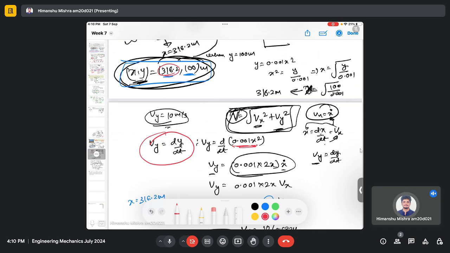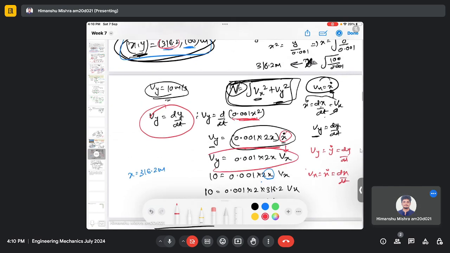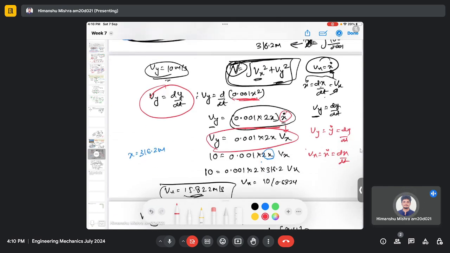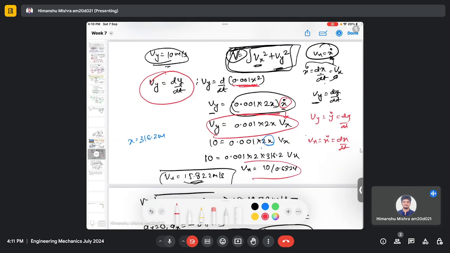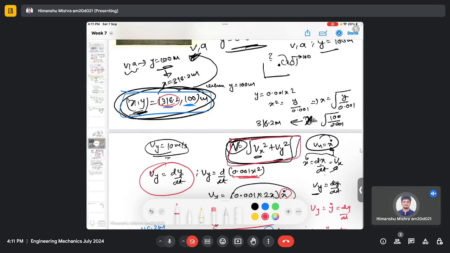So if x is a function of time, and you differentiate this expression, you will get this. Vy can be written as y dot, which is dy by dt, and Vx can be written as x dot, which is dx by dt. This is your Vx, and from the expression of Vy, you actually get the unknown Vx, the velocity in the x direction, which is 15.82 meter per second. So now you have Vx and Vy. Vy is 10, which is given, and you just found Vx, which is 15.8, and you can easily calculate the total velocity by this expression.